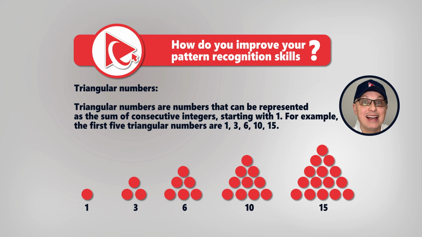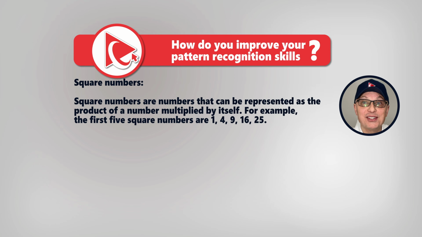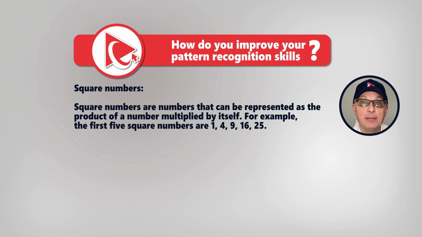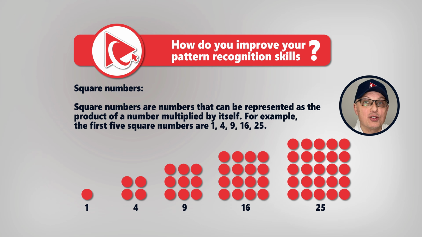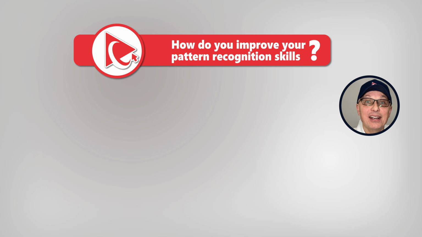Next on my list are square numbers. Square numbers are numbers that can be represented by a product of a number multiplied by itself. For example, the first 5 square numbers are 1, 4, 9, 16, and 25. Because 1 squared is 1, 2 squared is 4, 3 squared is 9, 4 squared is 16, and 5 squared is 25.